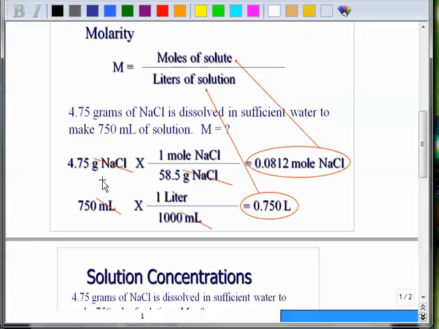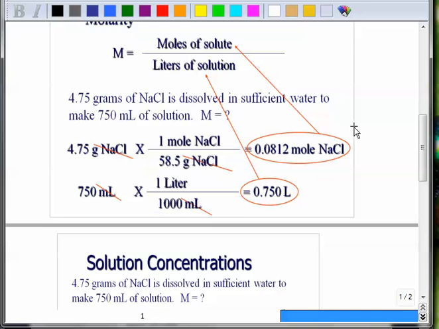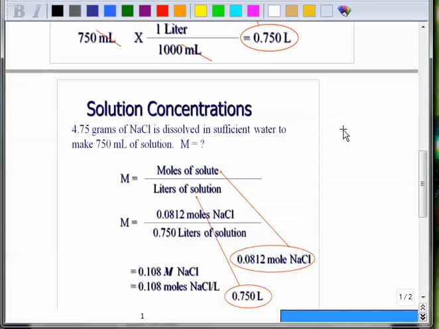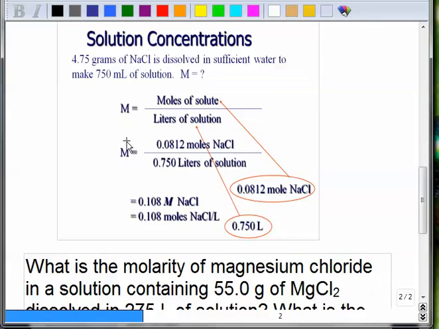Our volume here is given in milliliters, but we need to convert this into liters simply by dividing by 1,000, which is just moving our decimal place 3 positions to the left. So we have 0.750 liters of solution. In calculating the molarity, we take the moles, 0.0812, divided by 0.75 liters, telling us that the molarity of this solution is 0.108 molar.